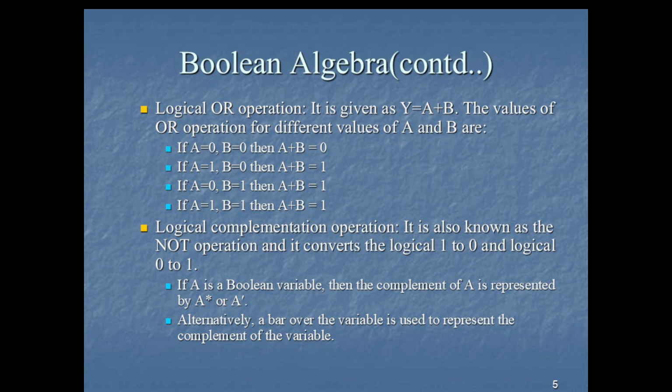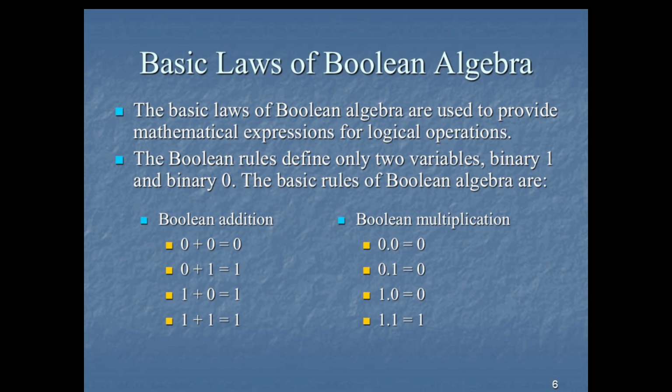Next is the logical complement operation. It is categorized as the NOT operation. It converts logical 1 into 0 and logical 0 into 1. That is, if a is a Boolean variable, then the complement of a is represented by a star or a dash or a bar. Alternatively, a bar over the variable is also used to represent the complement of the variable. Whatever is given as input, we will receive the logically complemented output of that input.